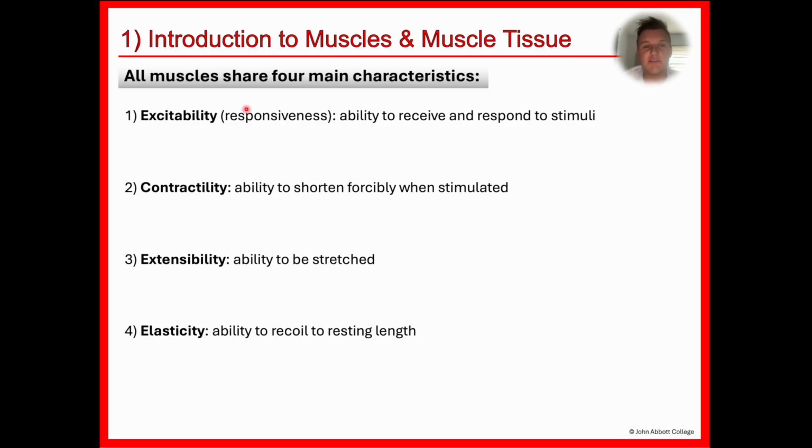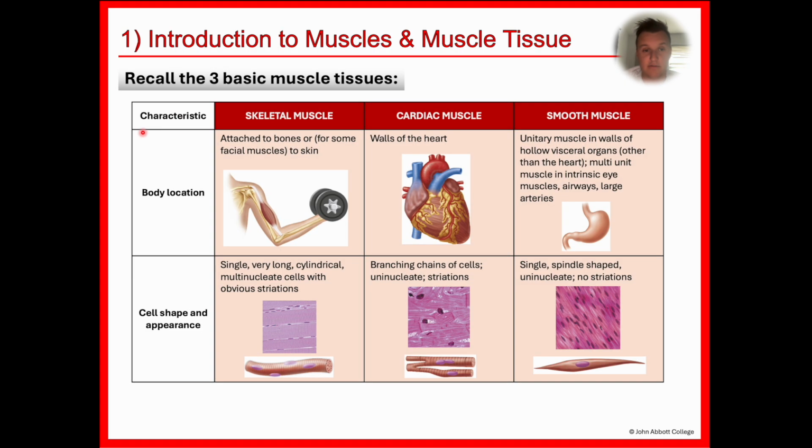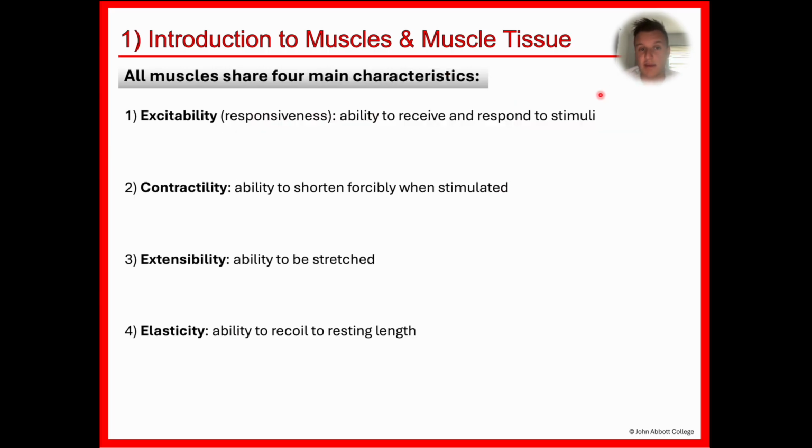So I'm going to just name a few characteristics. All muscles share four main characteristics, no matter whether you're skeletal, cardiac, or smooth, right? All of them are excitable. They respond. Muscle on its own will not contract. If you just put a muscle on a table, it will not contract. You need to send a nervous signal to it. You need to send some kind of signal to tell it to contract. But all of them are excitable, right?